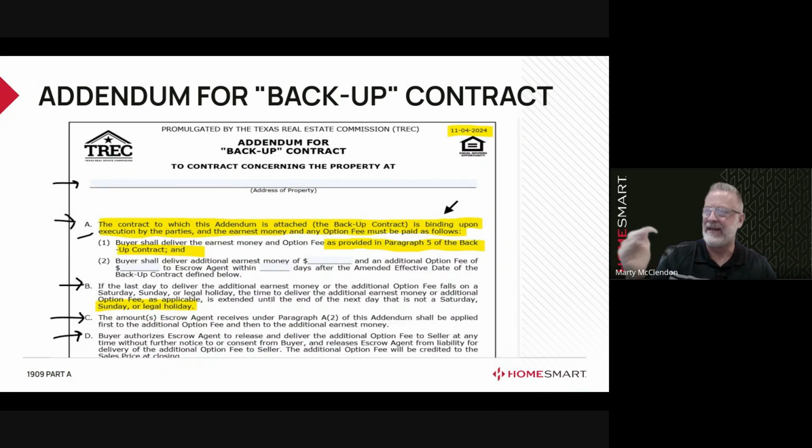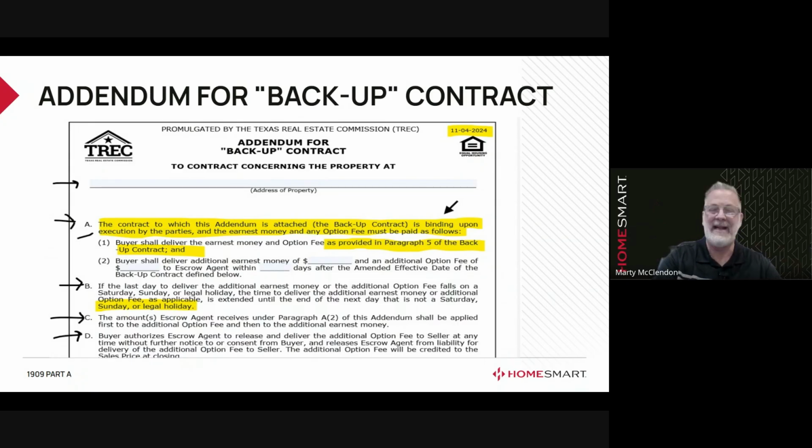And it says the amounts escrow agent receives under paragraph A2, that's the additional amount, shall be applied first to the additional option fee and then to additional earnest money. And then, of course, buyer authorizes escrow agent to release and deliver the additional option fee to the seller at any time without further notice or consent from the buyer. Got it. Okay. These are all in line with a normal offer. All right. But it's tied to a backup.